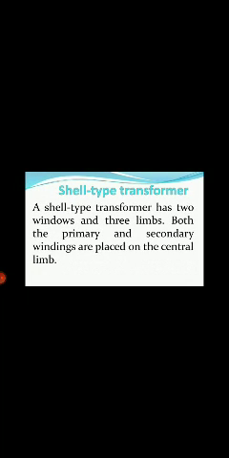Next is the shell type transformer. In a shell type transformer, two windows and three limbs are used. Both the primary and secondary windings are placed on the central limb. Here we use E and I type stampings. On the central limb we wind the primary and secondary windings. These windings are also called sandwich windings in the shell type transformer.